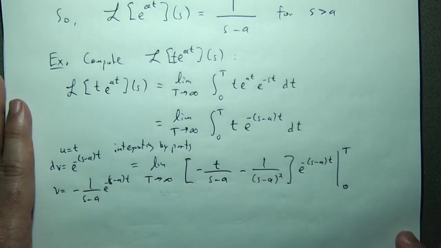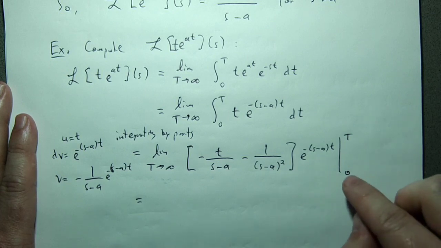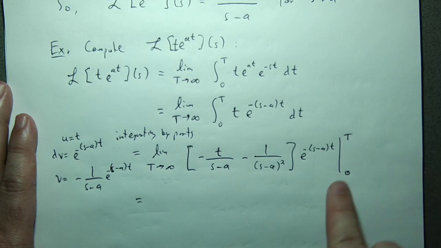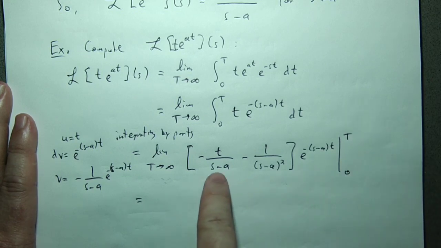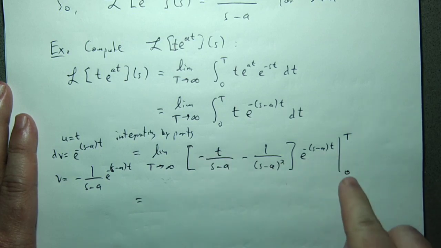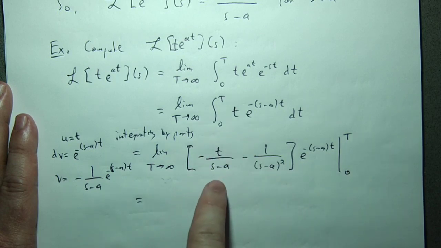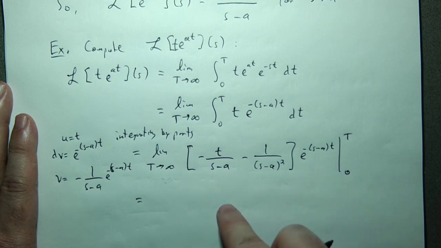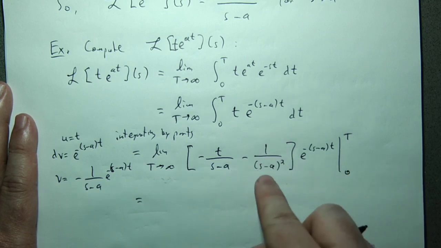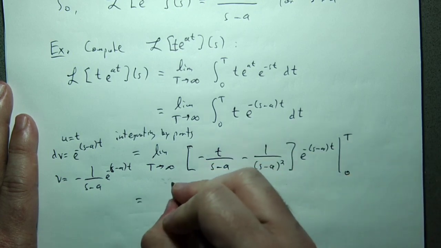Okay. And so, doing this evaluation here and regrouping. When I plug in 0, plugging in 0 here yields a 1. Plugging in 0 here yields a 0 for that term. And I'm subtracting, so I have minus 1 over s minus a squared. So I have 1 over s minus a squared as my 0 term.